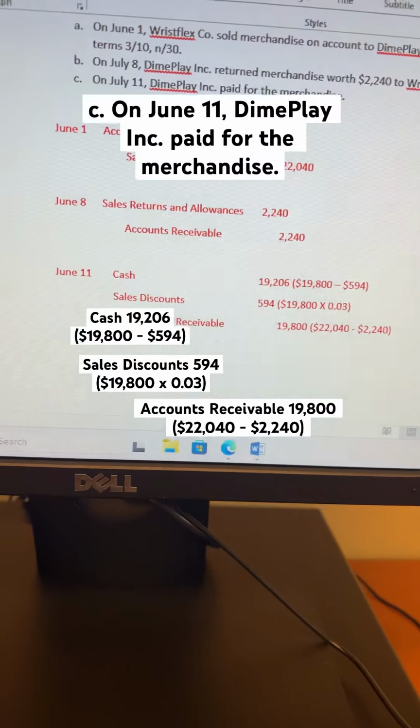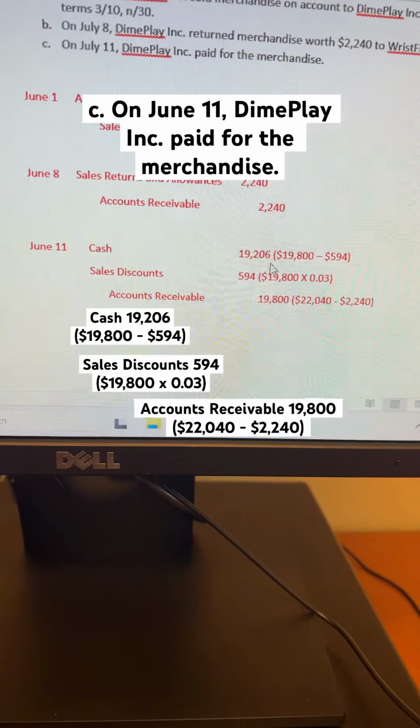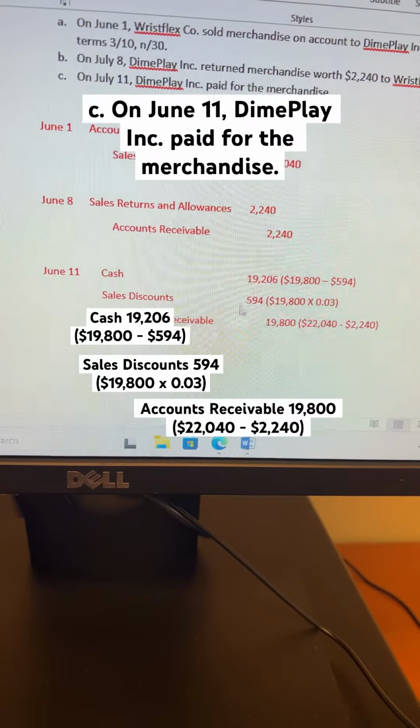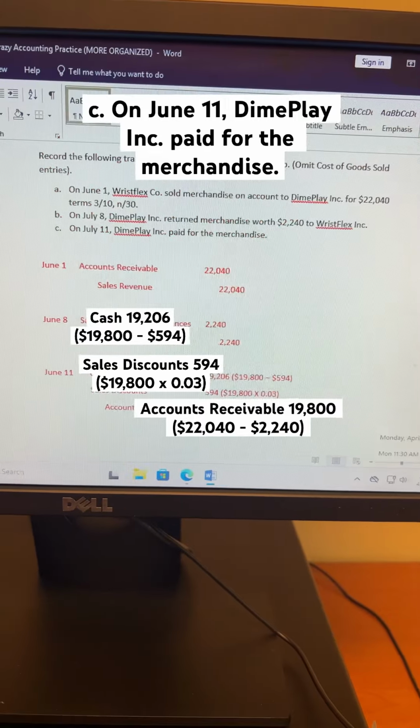Now finally, then you debit cash $19,206. That's because you're subtracting your sales discount from what you had for the accounts receivable. And now you're done.